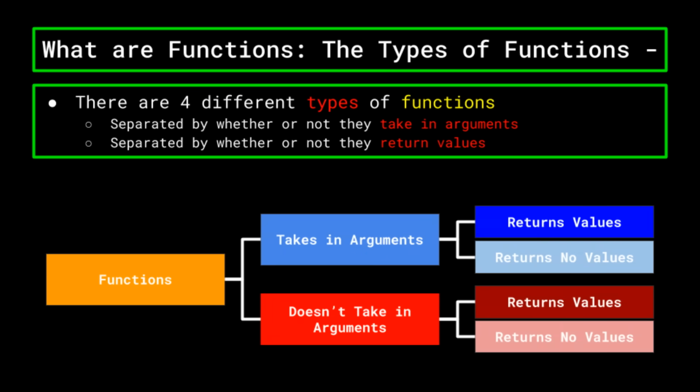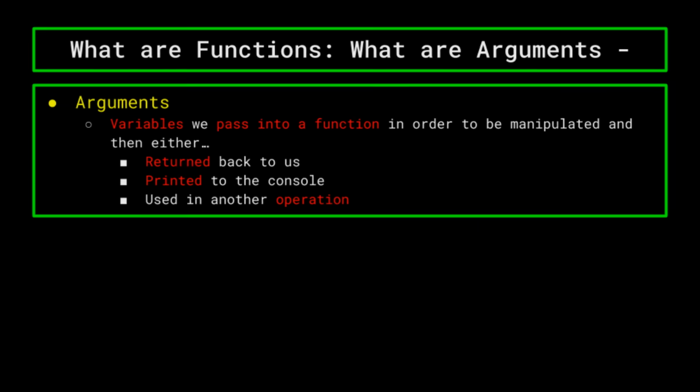Let's start by separating them by whether or not they take arguments, but first we have to cover what arguments actually are. Arguments are essentially variables that we pass into the function in order to be manipulated and then either returned back to us, printed to the console, or used in another operation.